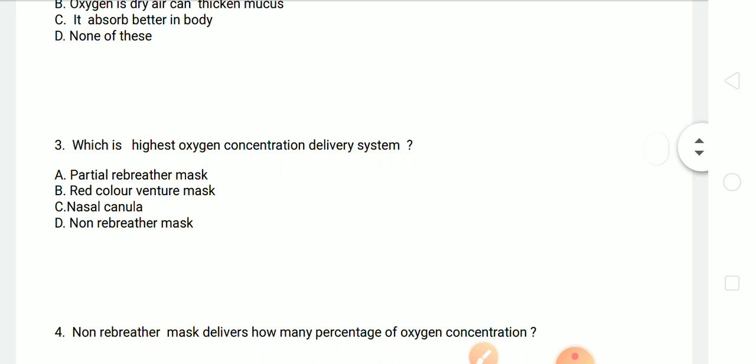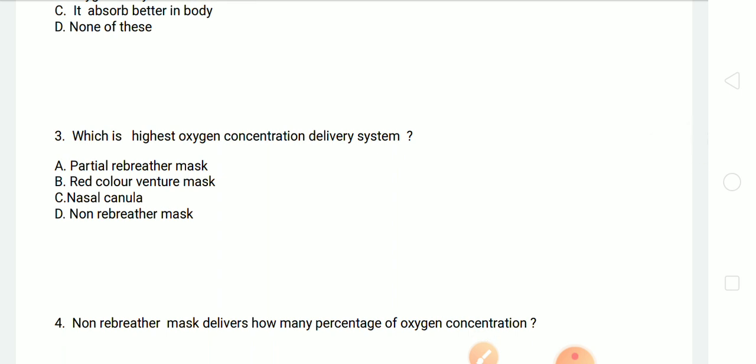Next question: which is the highest oxygen concentration delivery system? There are many oxygen delivery systems in hospitals. In this question, which is the highest oxygen concentration delivery system? Option A, partial rebreather mask. Option B, red color venturi mask. Option C, nasal cannula. Option D, non rebreather mask. In this question the correct option is non rebreather mask.